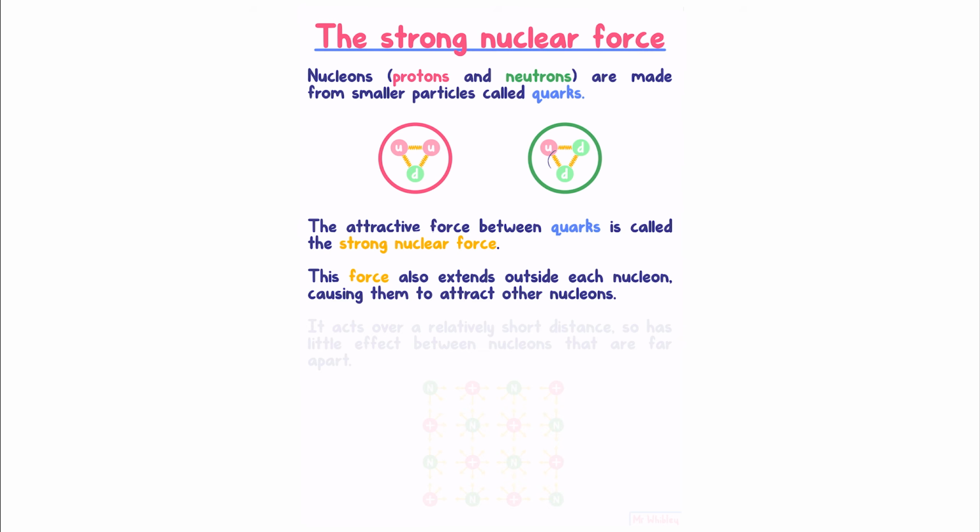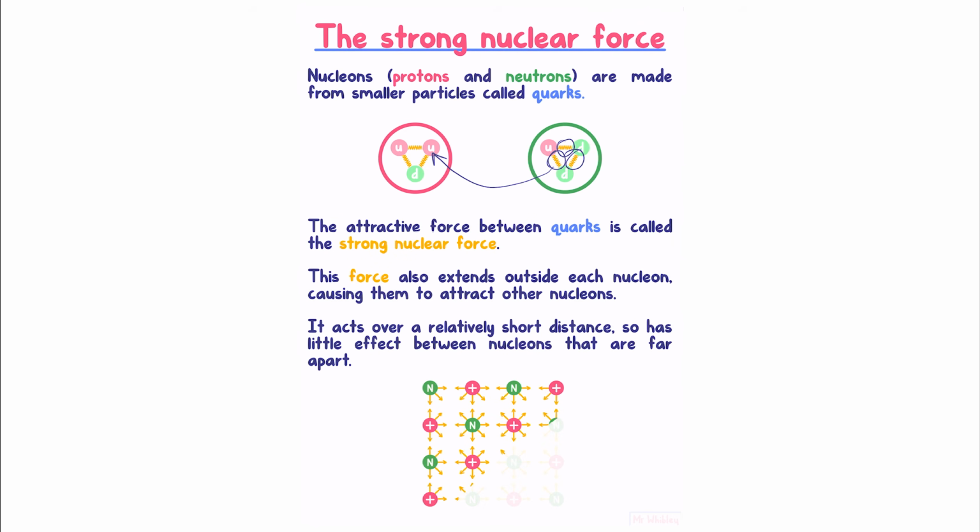And so we're saying that this attraction between the quarks is so strong that it's able to also attract the quarks in the other nucleons. It acts over a relatively short distance, so has little effect between nucleons that are far apart. And so if we have our collection of nucleons, all of our nucleons will attract each other. However, because the force only acts at a short distance, this nucleon here is only going to feel a significant force from these nucleons here, and not any of these nucleons here. This becomes important when we consider the other force acting.